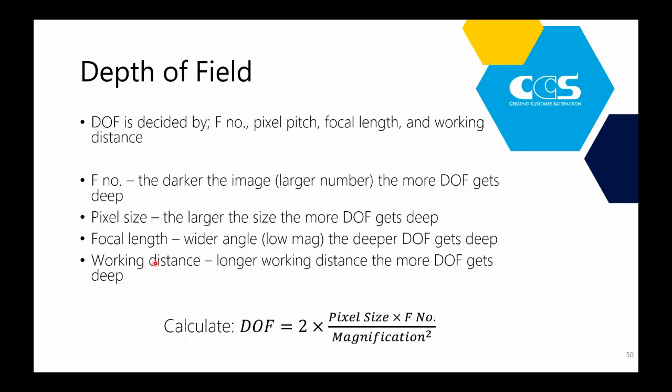So your depth of field is decided by the f-number we just talked about, the pixel pitch, the focal length, and the working distance. For the f-number, the darker the image or the larger the number, the deeper your depth of field gets. For the pixel size, the larger the size, the more depth of field you get. With focal length, the wider the angle, which is lower magnification, the deeper the depth of field. And a longer working distance gets you more depth of field as well.